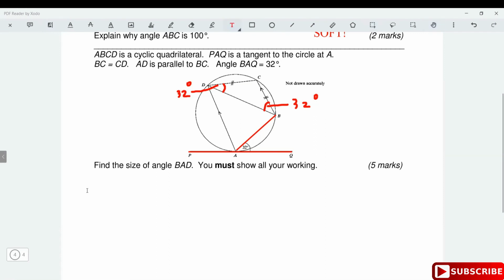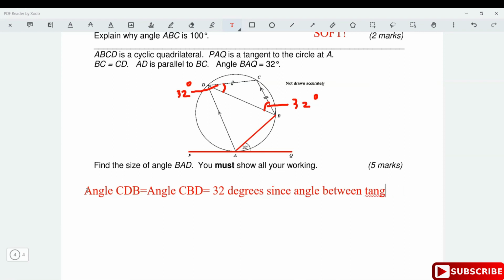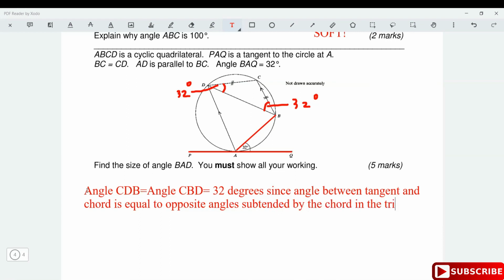So writing that down, we know that angle CDB is equal to angle CBD, which both equal 32 degrees, since angle between tangent and chord is equal to opposite angles subtended by the chord in the triangle.